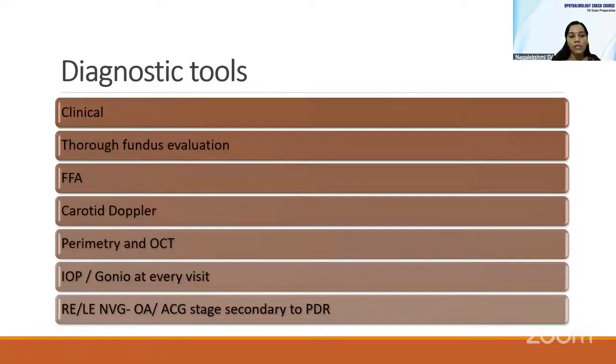So the diagnosis is essentially clinical. A thorough fundus evaluation is required to clinch the diagnosis and the reason for the NVG. FFA and carotid Doppler help in narrowing down the diagnosis. Perimetry and OCT help in grading the severity of the glaucoma. And it is imperative that we perform intraocular pressure measurement and gonioscopy at every visit in these patients to gauge the response to treatment. So when you're presenting a case of NVG, you would like to say that it's a right eye or left eye NVG, which stage of neovascular glaucoma it is, whether it is the open angle stage or closed angle stage, and what it is secondary to.